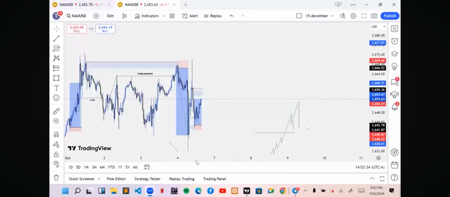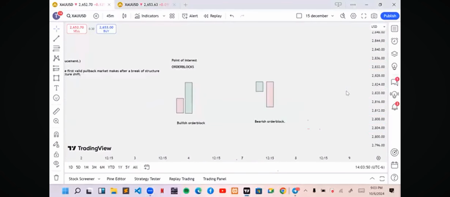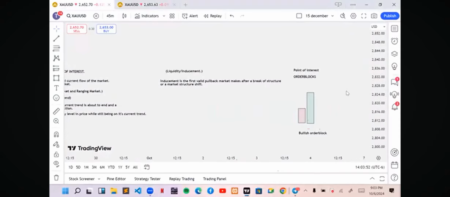You can't have two pullbacks after market structure. Like I said, the first one. Please, just pay attention to what I say before you ask questions. Pay attention to the keyword. I said the first valid pullback. Even if you check what I wrote down here, I said inducement is the first valid pullback. So when I say first, it means the first one. If I say first valid pullback, it means the first pullback.